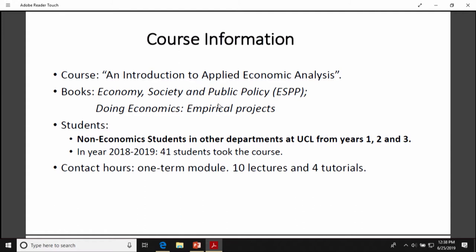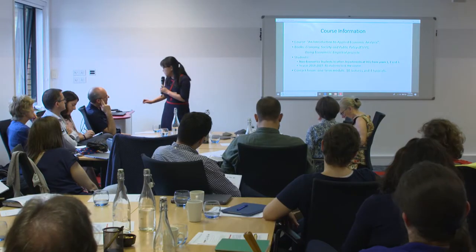In terms of the year dimension, students from year 1 to 3 are all able to choose the module. And in this year, 2018 to 19, the latest one, 41 students enrolled in this course. For this course, I adopted both the ESPP and Doing Economics. It is only a one-term module, so we only have 10 lectures and 4 tutorials for the contact hours.